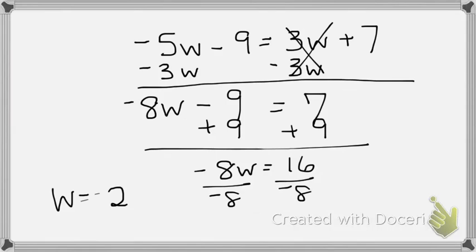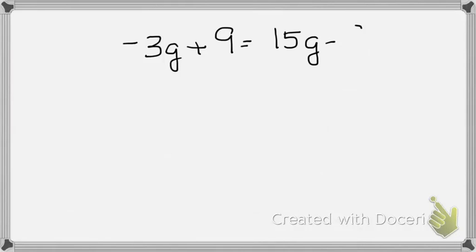And I'll do one more just for good measure. Oh, gosh. All right. I think I'll do E number 1. E number 1. Negative 3g plus 9 equals 15g minus 9. Remember, my rule of thumb has been let's shift all the letters if we can. Sometimes you can't. Shift all the letters to the left-hand side.